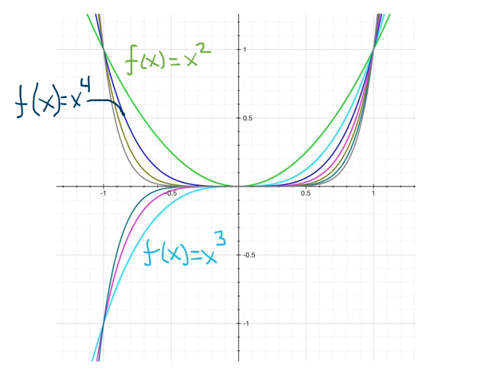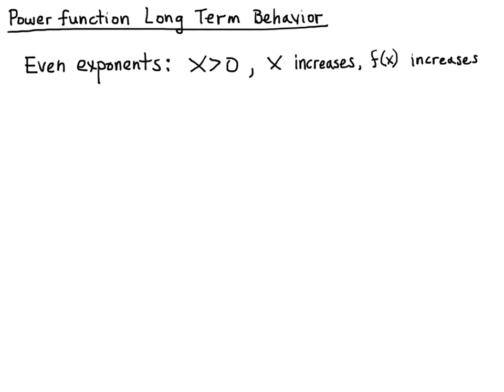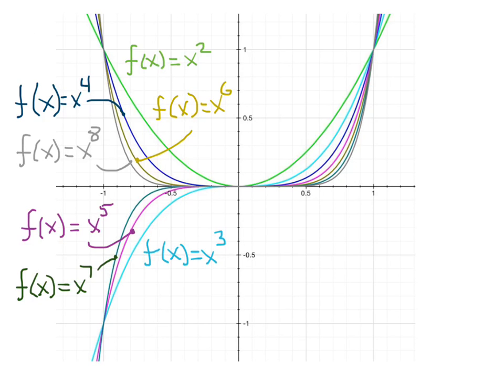I can go ahead and label some of these. This purple one is x to the 4th. This one is purple too, but kind of a burgundy-ish. And then I'll just exhaust the rest of these, all the way up to this x to the 8th.